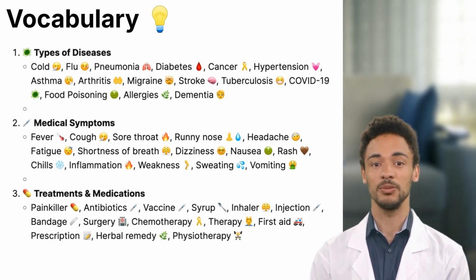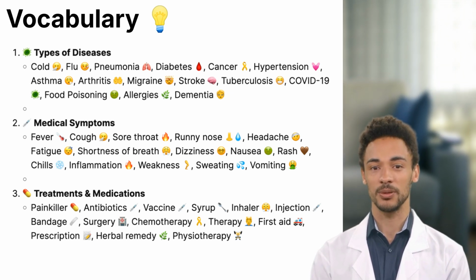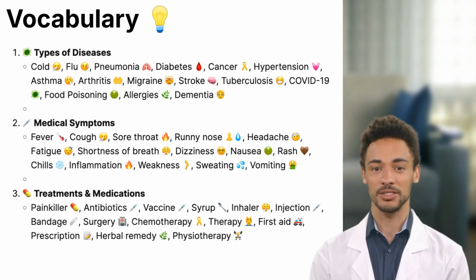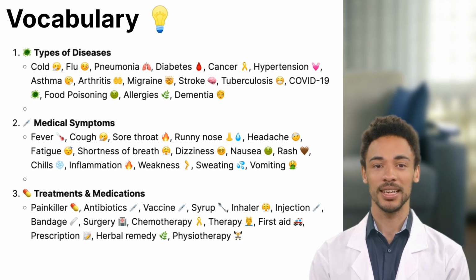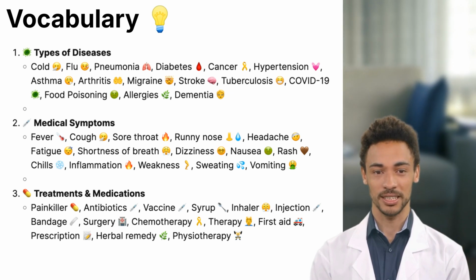Cancer, a disease where abnormal cells grow uncontrollably. Hypertension, high blood pressure, which can lead to heart disease. Asthma, a condition that makes breathing difficult due to narrowed airways. Arthritis, a disease that causes joint pain and stiffness. Migraine, a severe headache often accompanied by nausea and sensitivity to light.